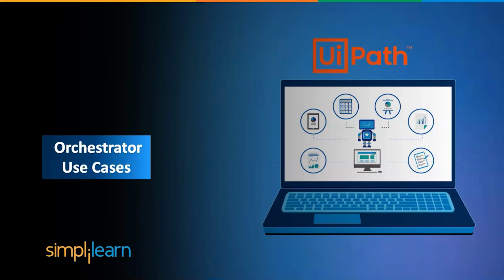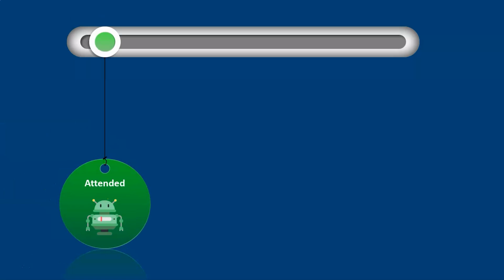Let's look at the Orchestrator use cases. The strength of UiPath Orchestrator comes from its ability to control the entire robot fleet. Let's look at the different use cases. The first is attended. This type of robot is activated by user events and operates at the same workstation as a human. Orchestrator is used with attended robots to provide a centralized process deployment and logging medium.